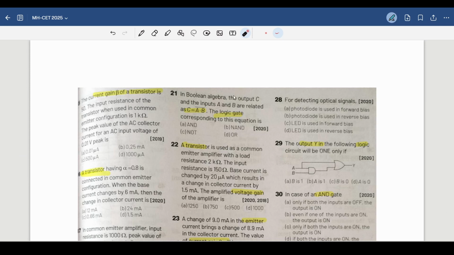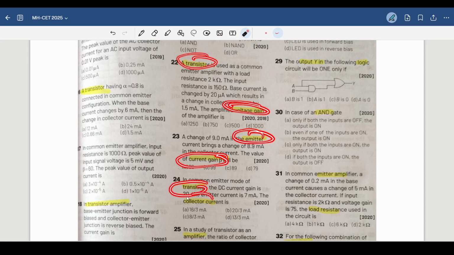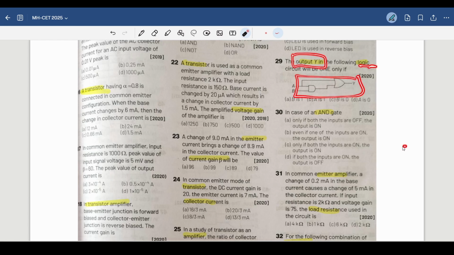Similarly, again one more question on transistor, you have to calculate the collector current. One more question on emitter amplifier, you have to calculate the peak voltage. Similarly, again a question on transistor, calculate the voltage gain, calculate the current gain, calculate the collector current. Similarly, one more question on logic gate, just calculate what is going to be the output.